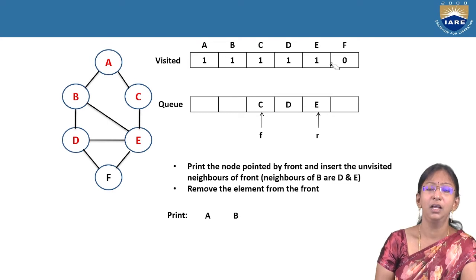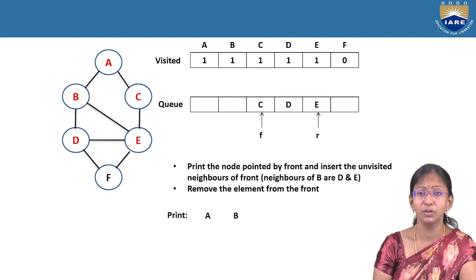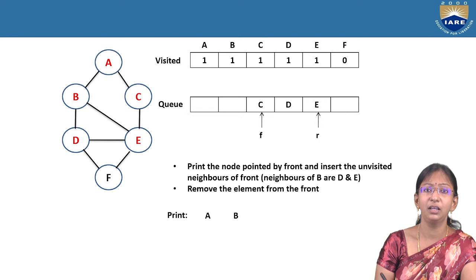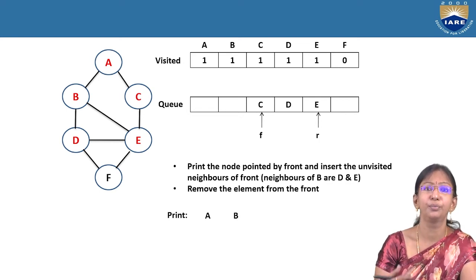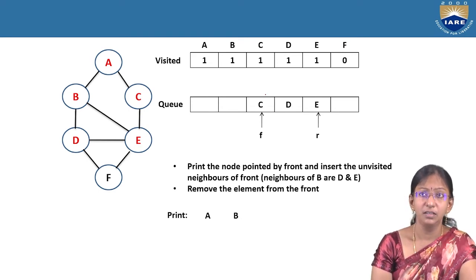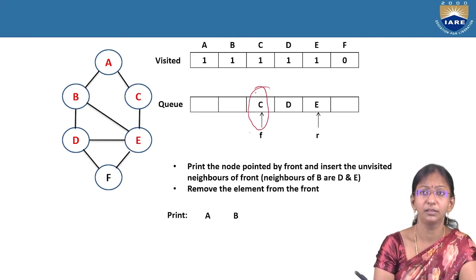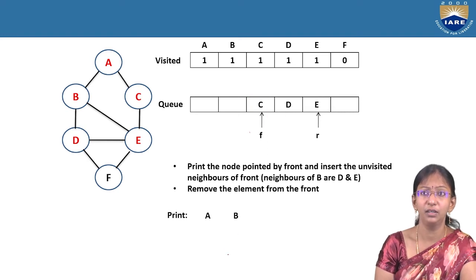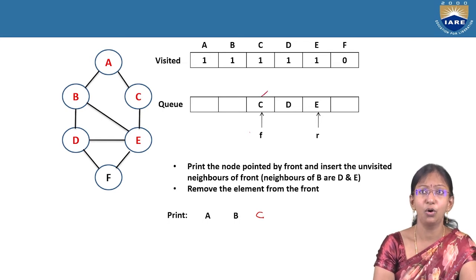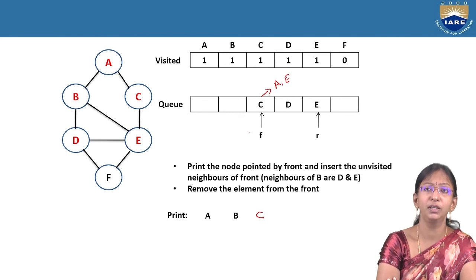Fine? Yes. Let's repeat the same process. What was our condition? Unless the queue becomes empty, we have to repeat this process. Right? Let's go with it. Our point of concentration is C. So, first of all, print C saying that it is visited. Then, who are all the neighbors of C? A and E are the neighbors of C.